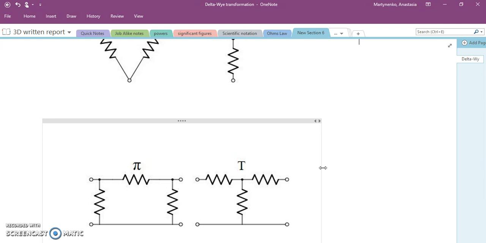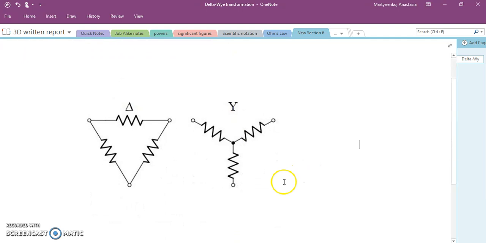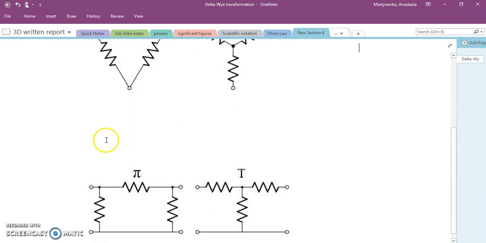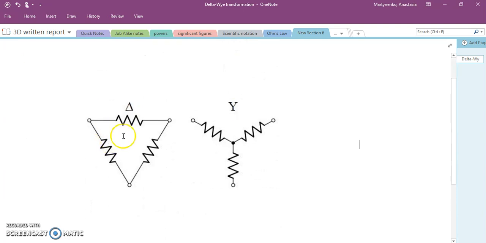So what is the main point of this? The main point of this is that it turns out you can turn this into that. In other words, you can turn any delta into Y and any Y into delta and vice versa. Okay, so it's very simple. Now how do we do this? Well, there are certain formulas that we need to use to do that.